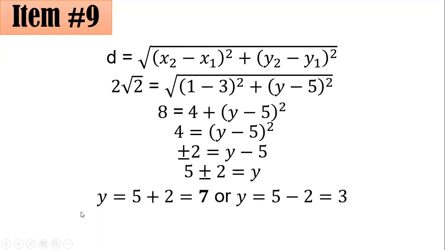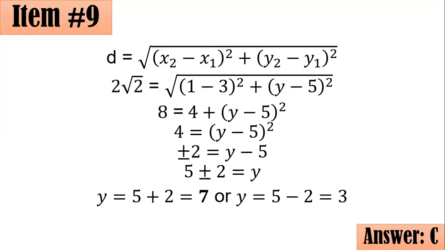The first root, you will take the positive here. That's y equals 5 plus 2 equals 7. And the second root, you will take the minus symbol in the middle. That's y equals 5 minus 2, or 3. That is why there are two possible values of y here, namely 7 or 3, but only 7 is part of our choices. Hence, we will go with letter C.